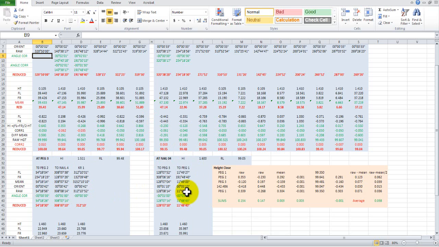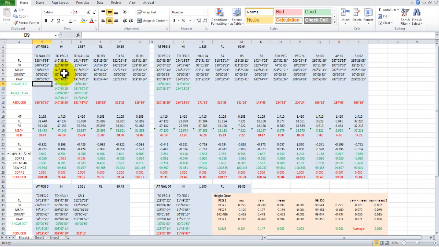Remember that the black is what we filled out in the field, the green are our subsequent calculations and things that we've done in the office with regards to the bearing close, and the red are our final adjusted bearings and distances. So when we got to nail 4, we observed back to Peg 1 and we got 11 degrees 50'13".